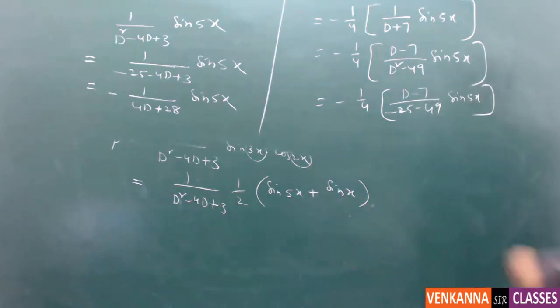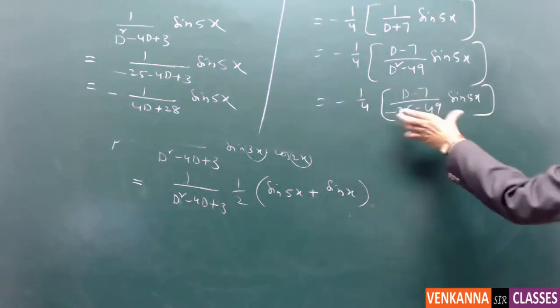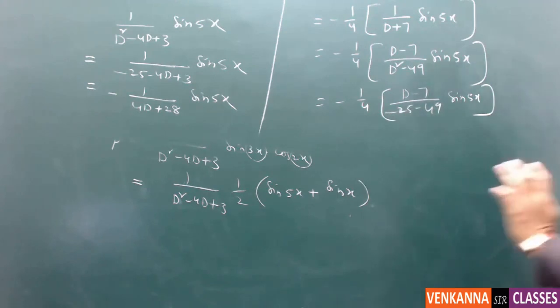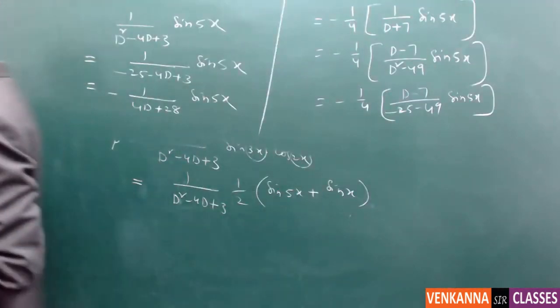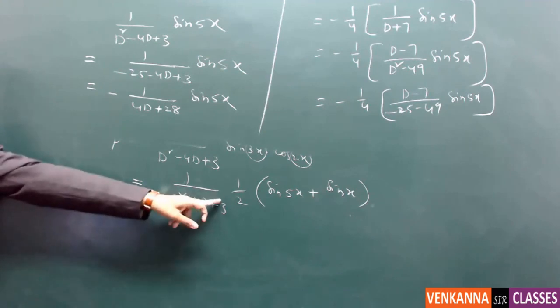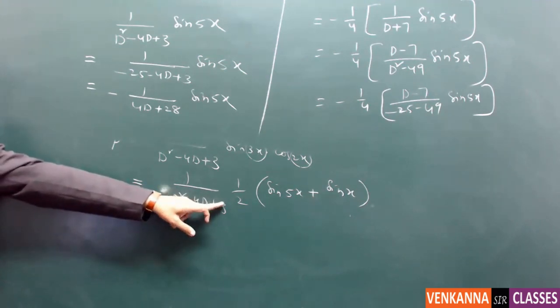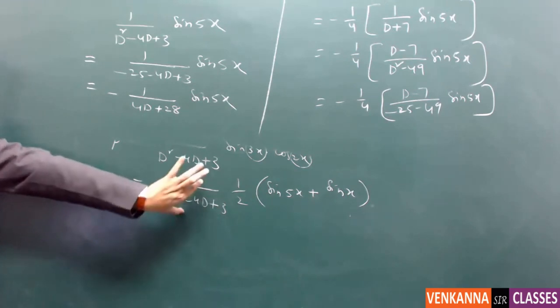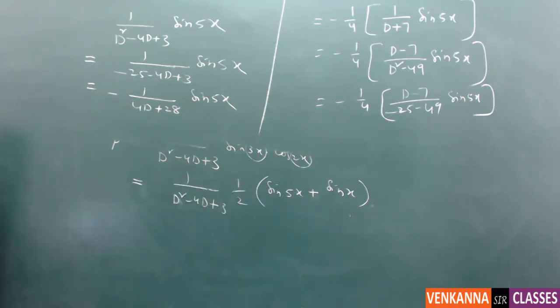And you are going to apply the numerator for this and simplify the denominator, multiplying the numbers. In order to save space, I have omitted 1 by 2 here. I didn't consider 1 by 2 here; I just have taken only this and sin 5x. Accepted?